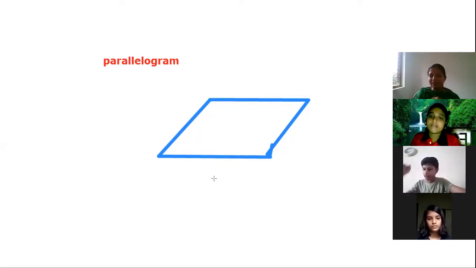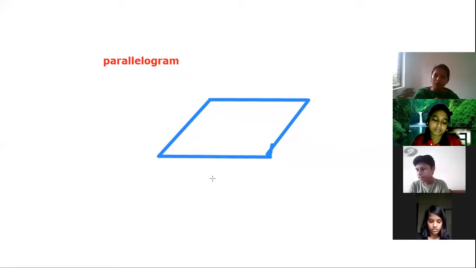So the specialties of a parallelogram are, how many sides does a parallelogram have? Four sides. So we can say a parallelogram is a quadrilateral having four sides and four angles, and the opposite sides are equal and parallel. In your textbook page number 46, you can see there are some parallelograms and some figures which are not parallelograms. Then what are the differences between them?